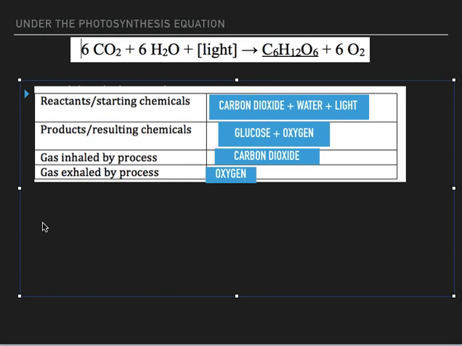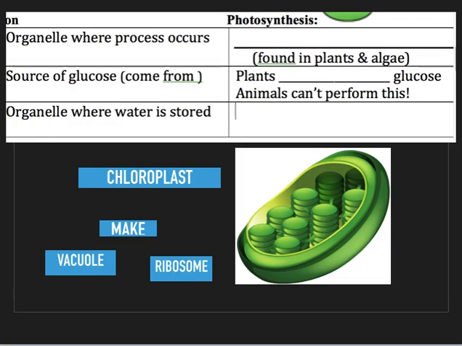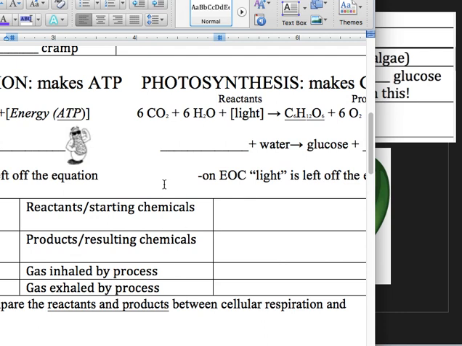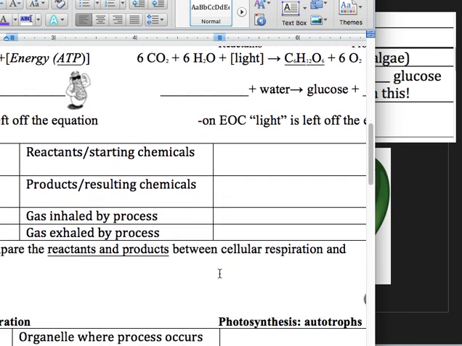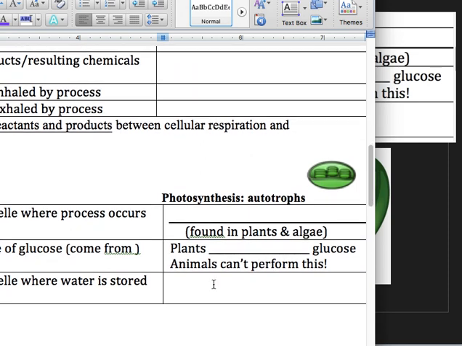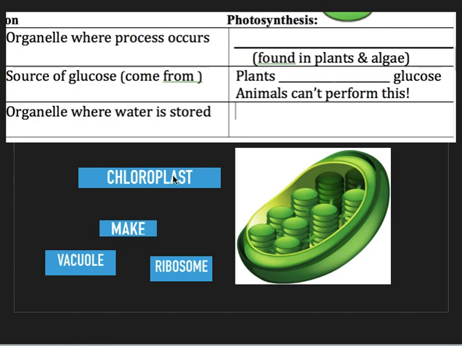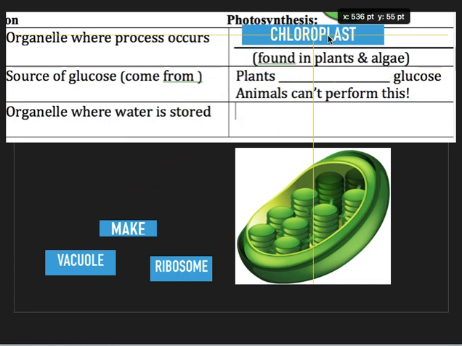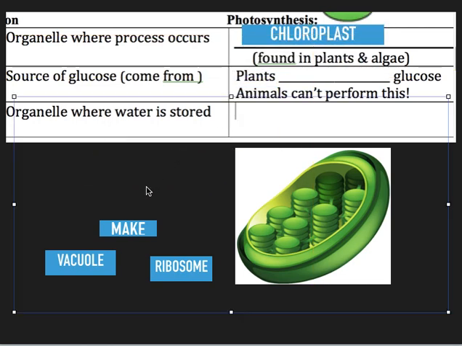Okay. Now, we're going to go on to the next data table. So back in the notes, we just finished this one. We are skipping this question for now because we can't answer it yet. Now we are down here at this part of the box. What organelle does photosynthesis occur in? We got chloroplast, vacuole, and ribosome. Which one does photosynthesis occur in? Chloroplast. Okay. And that is all plants and algae.